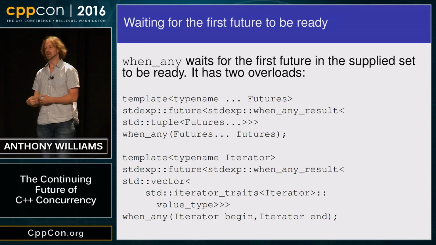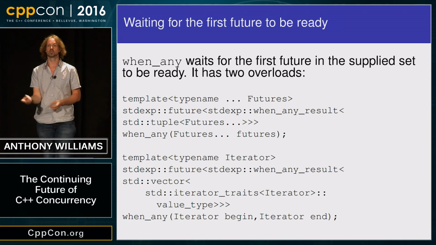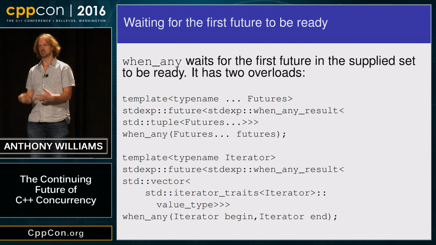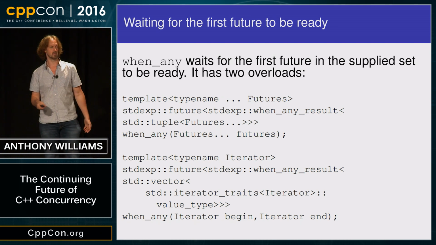So it gives you the list back so that you can not only get to the one that triggered it, but also you can get all the others, and you can then process them, wait for them in turn if they're not ready yet, or do some other form of processing.